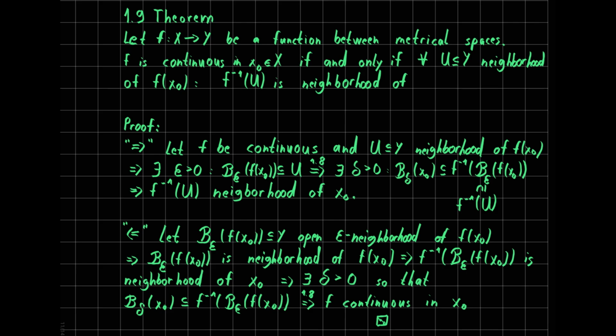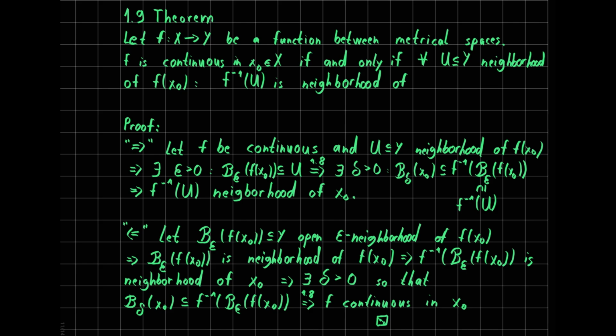Let f be continuous and U, subset of Y, be a neighborhood of f of x0. Then there exists an epsilon greater than 0, so that the open epsilon neighborhood around f of x0 is a subset of U, because U is a neighborhood of f of x0. But then, according to our lemma, there exists a delta greater than 0, so that the open delta neighborhood around x0 is a subset of the pre-image of the open epsilon neighborhood of f of x0, which is a subset of the pre-image of U. And then, because the subset relation is transitive, the open delta neighborhood of x0 is a subset of the pre-image of U. But that means that the pre-image of U is a neighborhood of x0, which is exactly what we wanted to show for the forward direction.